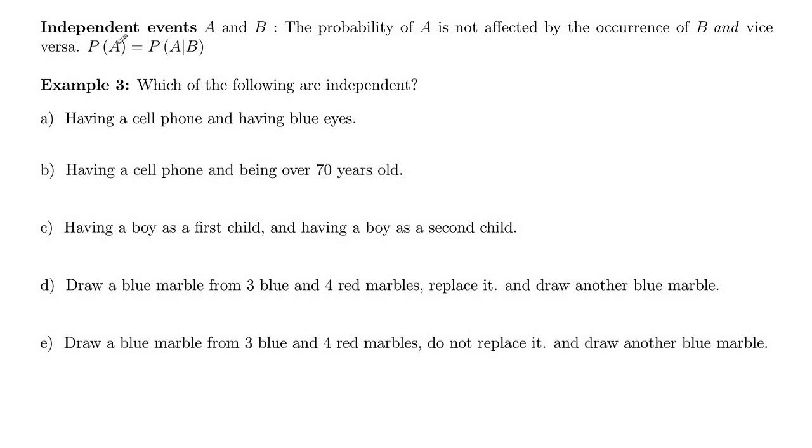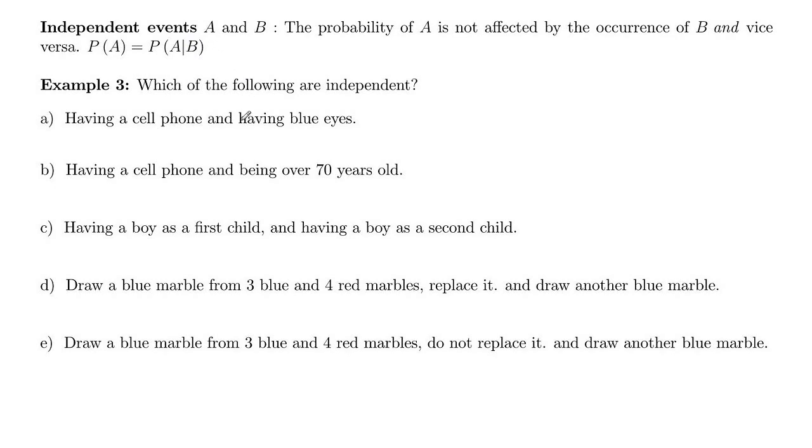Two events A and B are called independent if the probability of A is not affected by the occurrence of B and vice versa. So in symbols, we would write the probability of A is the same as the probability of A given B. So this given event doesn't change the probability.